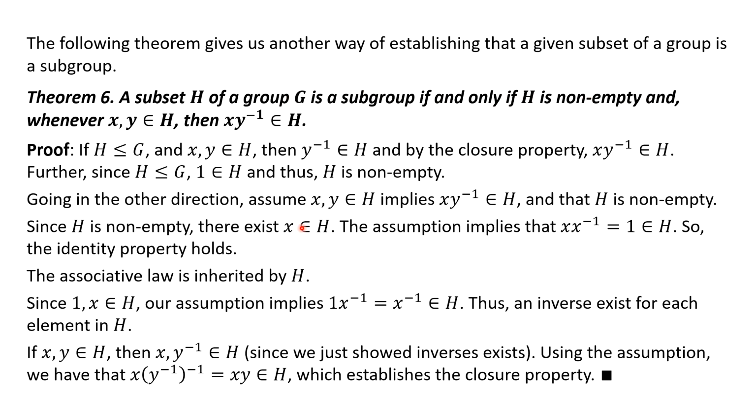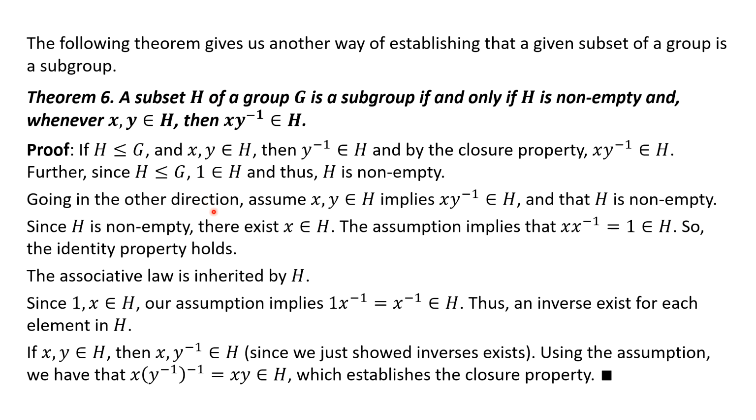Going in the other direction is a little bit harder, or it takes a little bit longer to explain. Going in the other direction, assume X and Y being elements of H implies that X times Y inverse is an element of H, and that H is non-empty. In other words, this assumption here implies that H is a subgroup of our group G.